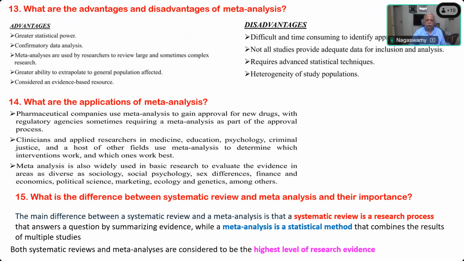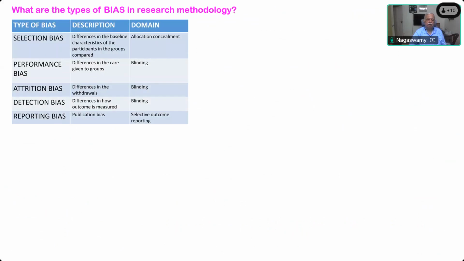Both systematic review and meta-analysis are considered the highest level of research evidence when you want to publish. Now, bias can happen in research methodology. So this is another question that you can expect in the future. The types of bias in research are selection bias, performance bias, attrition bias, detection bias, and reporting bias. All these are common biases that can happen in research.